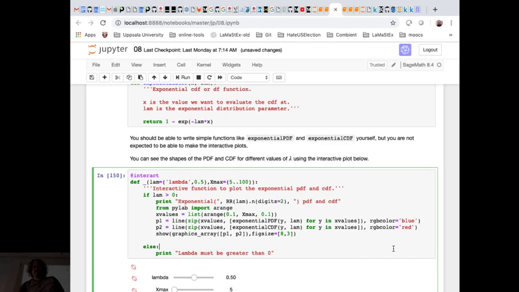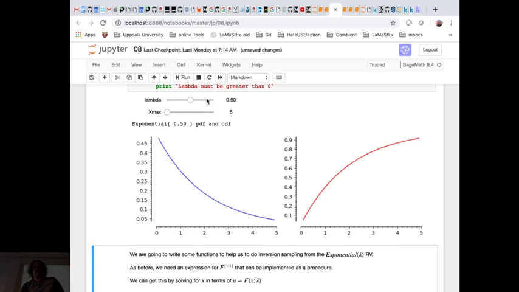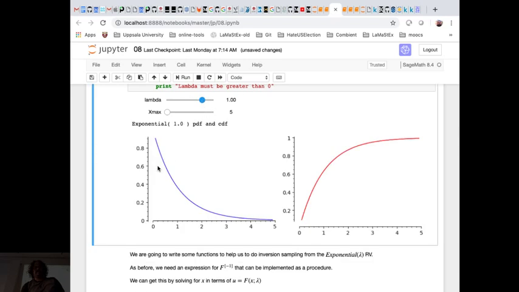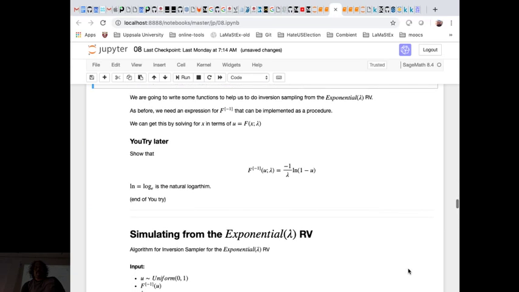Okay, so here's just a little interact. You can just see that's what I drew on the board. If you increase lambda, this guy is going to get spikier, right? And so that's the CDF. Okay, so you can show this. It's just solving a single equation.